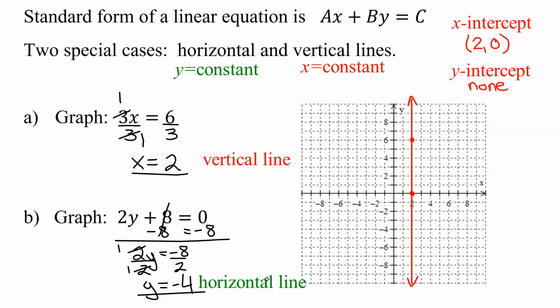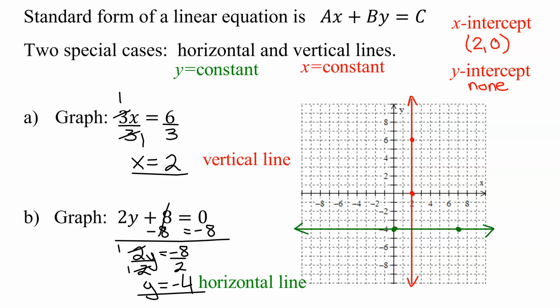And let's draw this horizontal line. So we have y equals negative 4. That is true for any x. So when x equals 0, y equals negative 4. I could pick another point out here. When x is 7, y is still going to be negative 4. So now I can draw my horizontal line. And we need to put arrows on both ends.